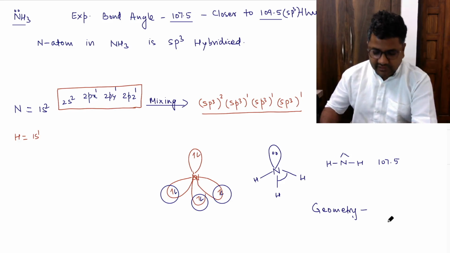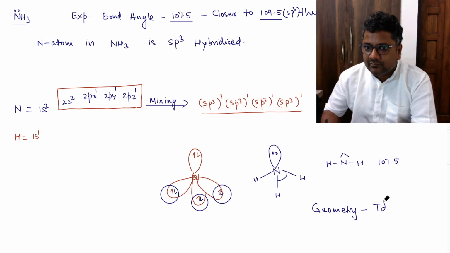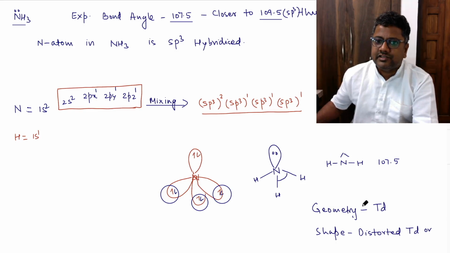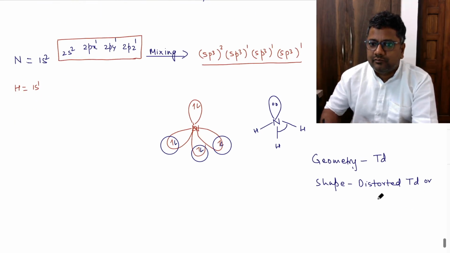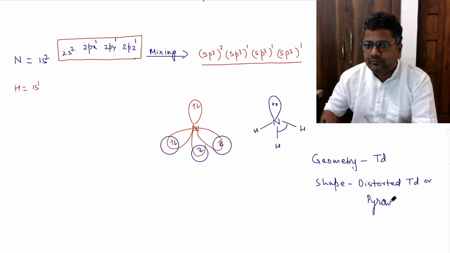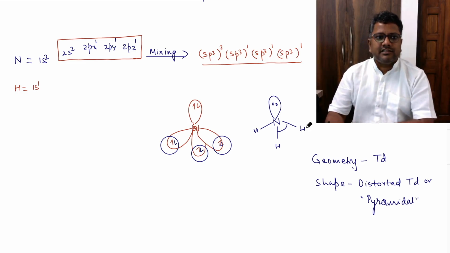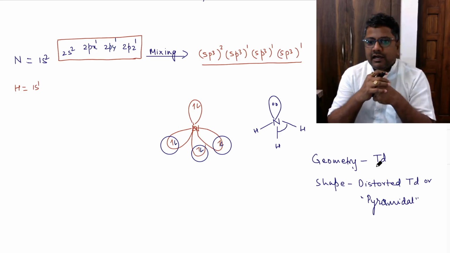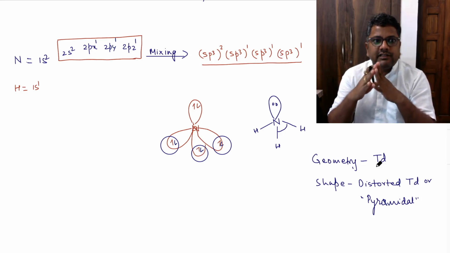So geometry is tetrahedral, but now the shape you can say is distorted tetrahedra, or you can say this shape is called pyramidal shape, right? Because the bond angle is not exactly 109 degree 28 minutes, so the shape is distorted. I mean the shape is distorted tetrahedra, but geometry it is tetrahedral.